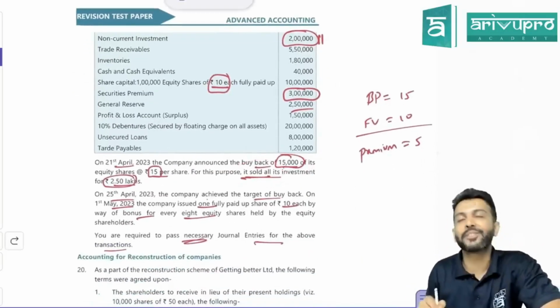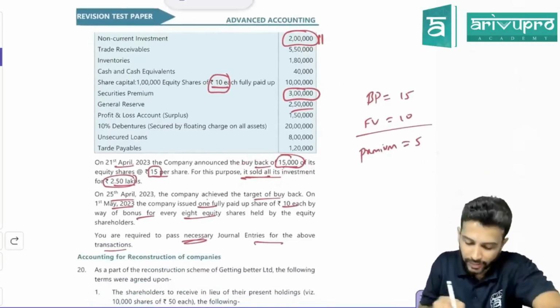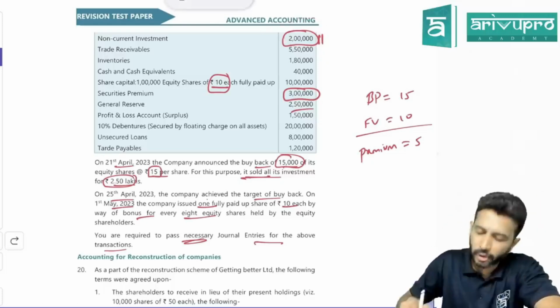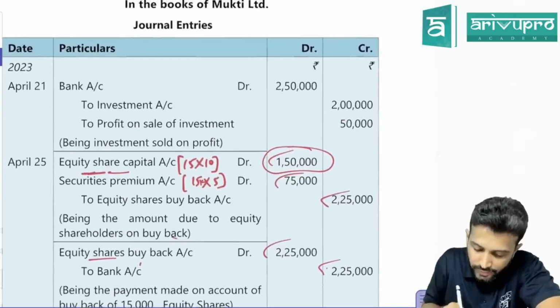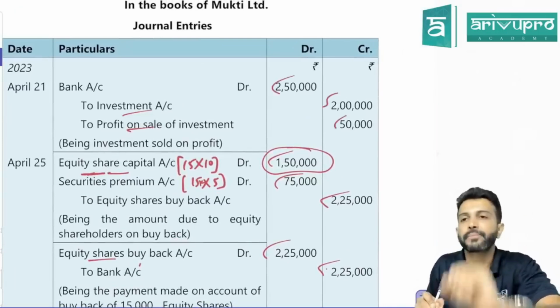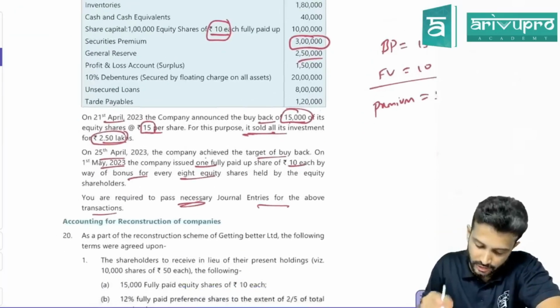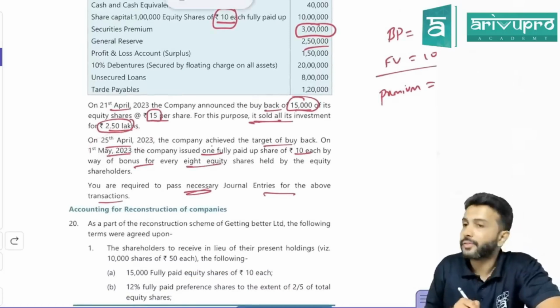So what is the journal entry for investment sold? Bank account debit 2,50,000, to investment 2 lakh, to profit on sale or to P&L account 50,000. This is the journal entry. Okay, that's all the drama on 25th April.